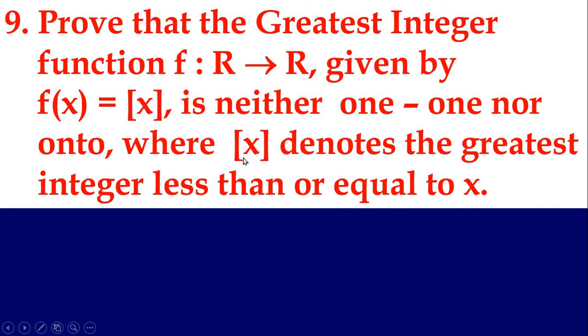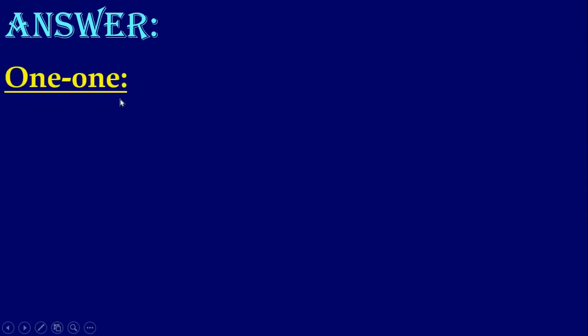We know that the greatest integer function gives the greatest integer which is less than or equal to a given number. We have to prove that this function is neither one-one nor onto. First, it is one-one. Here it is given f of x equal to the greatest integer function of x.